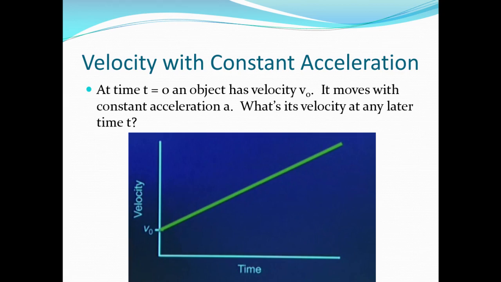If we look at just the velocity versus time graph, and we start at an initial velocity of v naught, or v sub 0, at time t equals 0, and the object is moving under constant acceleration, you can predict what its velocity will be at a later time, because its final velocity will always equal its initial velocity plus what's changing it. And what's changing it in this case is that it is accelerating at a constant rate over time.